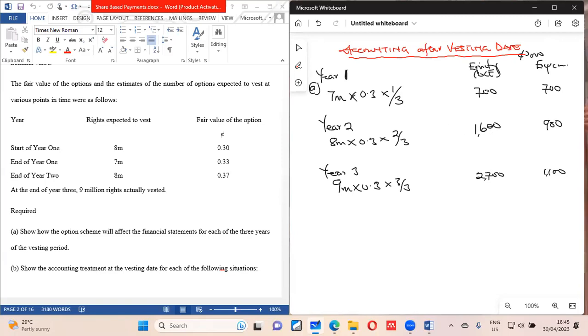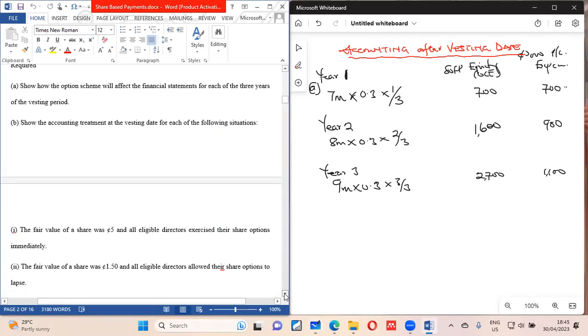And so all you need to do when you are done, rearrange it well and say staff cost, P&L. These are P&L items. All right. And these are SOFP items. You just do that. I think this one is not a problem for you.